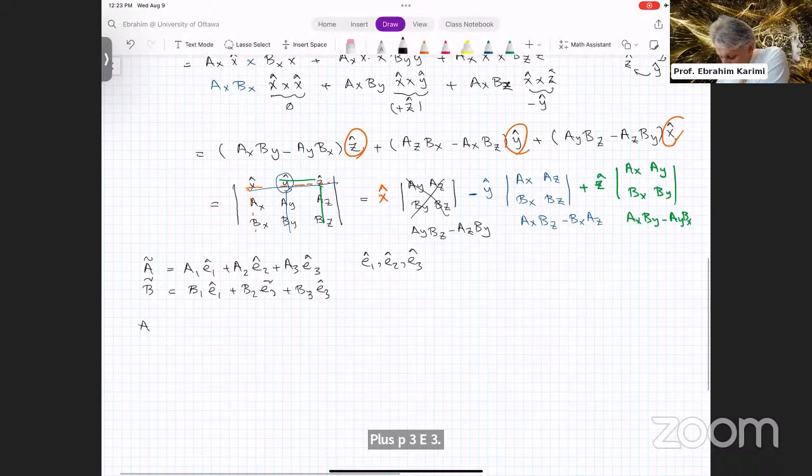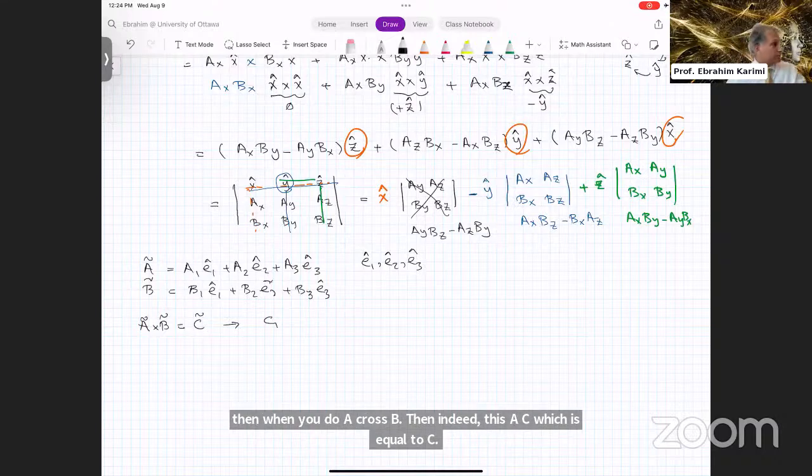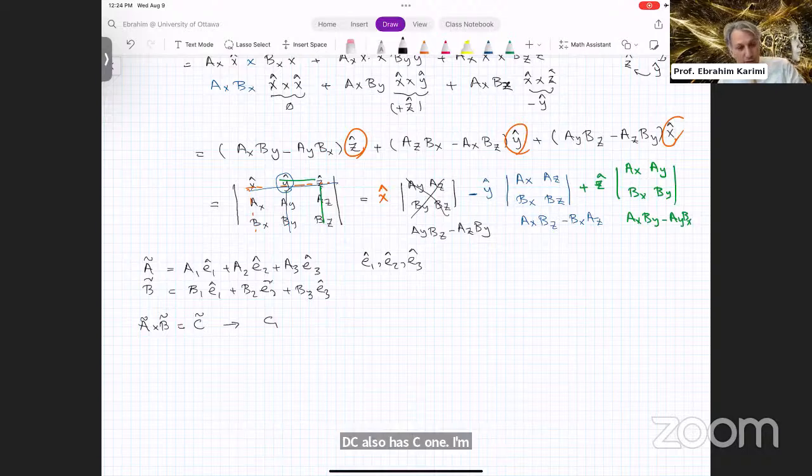And then when you do A cross B, which is equal to C, this C also has C1.